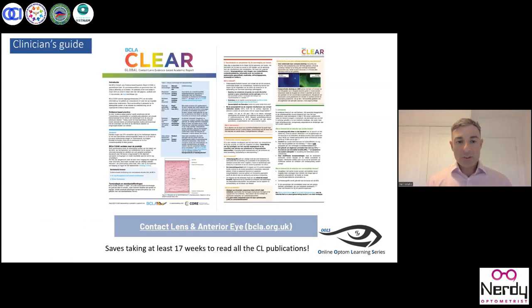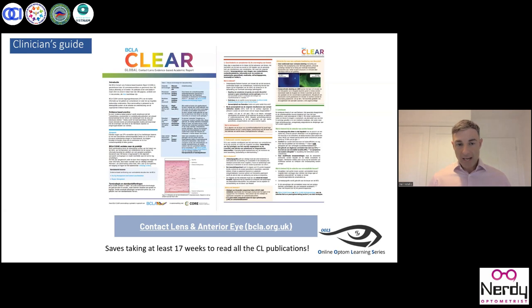So if you want to really condense that down, you could look at this, which is the clinician's guide, which is just a 5-page overview of all those juicy nuggets that you can utilize in practice. And there is a link there on the BCLA site to that. And they've also been translated into several different languages.